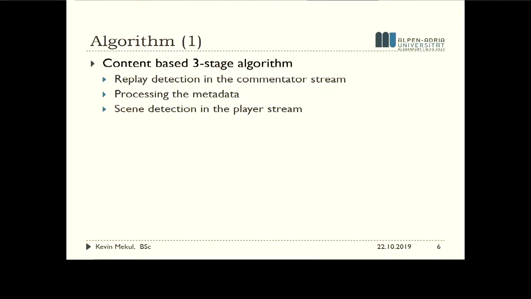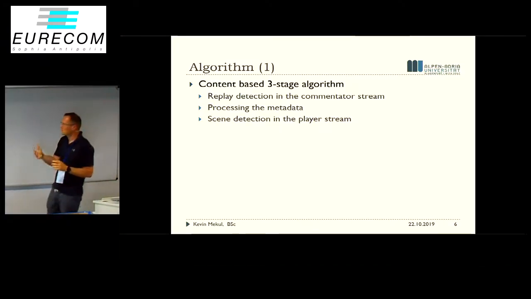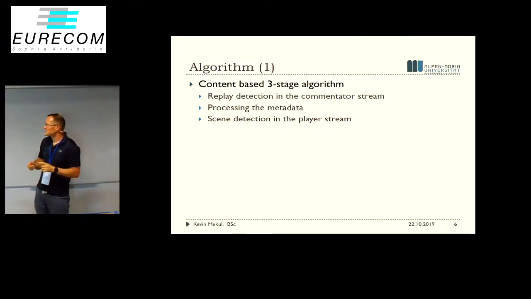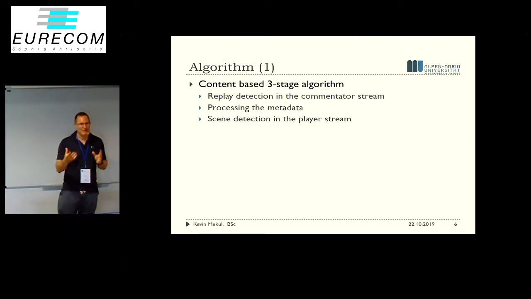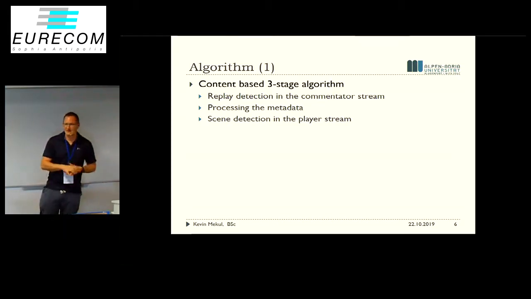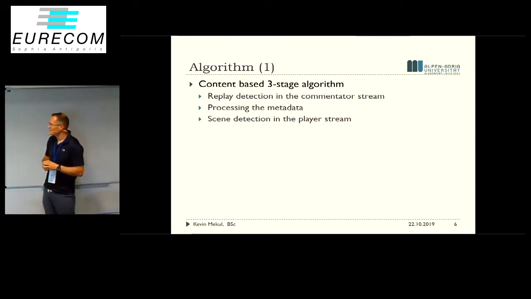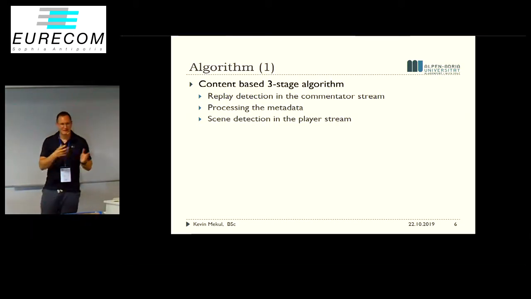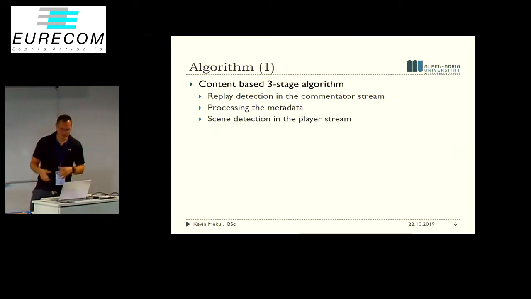And yeah, that's what I wanted to show you. So what he actually did is he tried to do a three-stage approach to it. First he wanted to detect the replay in the commentator stream. Then there is a lot of metadata, as you have seen. So the synchronization points and the data in the metadata stream, which is not correct with the time points and so on, where you can get the round number. And that was the second step. And then he wanted to detect the scene in the player stream.